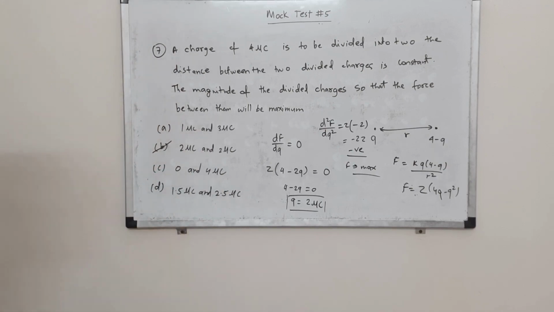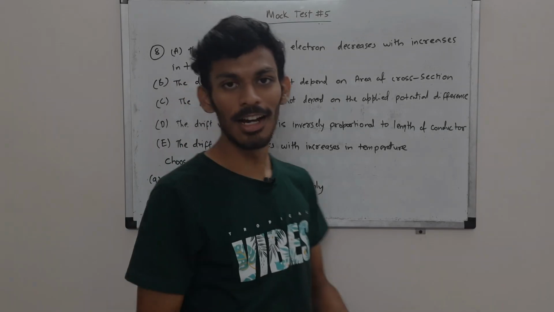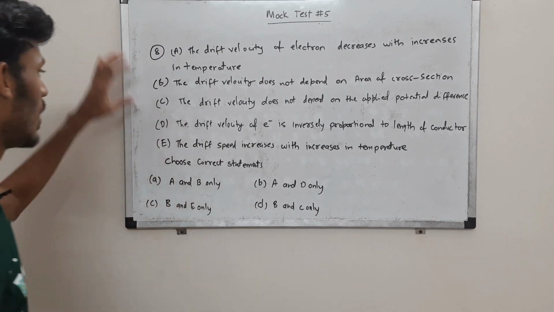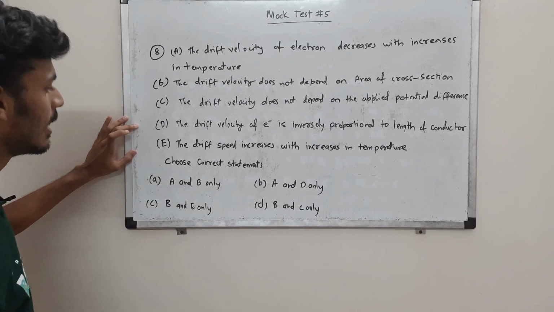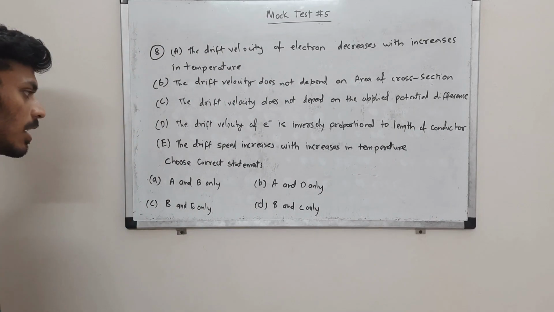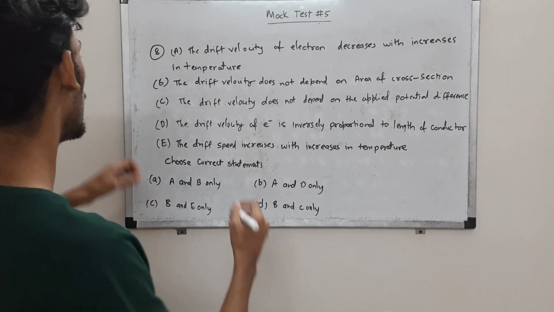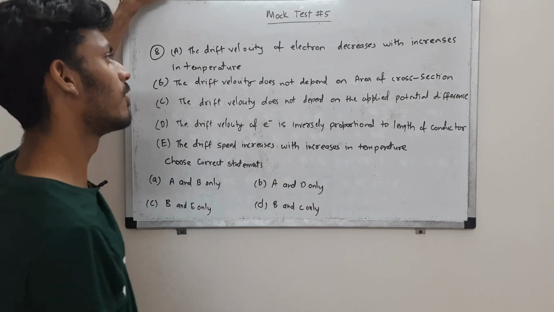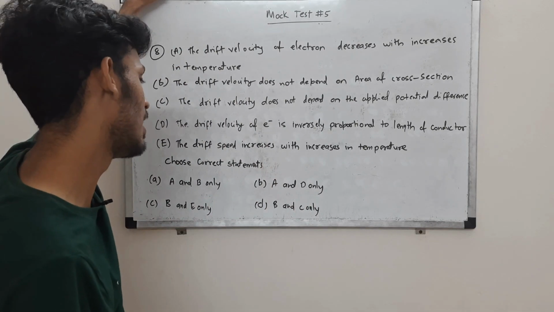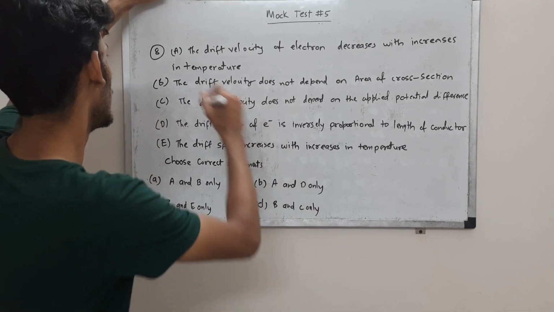Over to the next question. Again, those type of questions. Here we are given 5 statements, A, B, C, D, E. We are supposed to choose the correct statement. Now this is about drift velocity, so let's get on to it. The drift velocity of an electron decreases with increase in temperature. This is actually true.